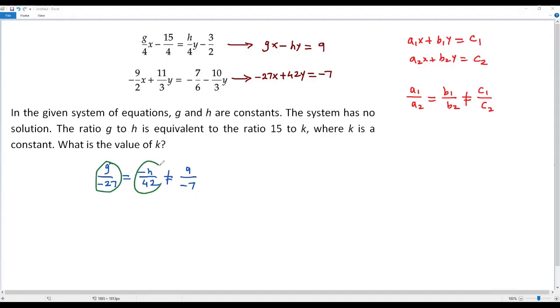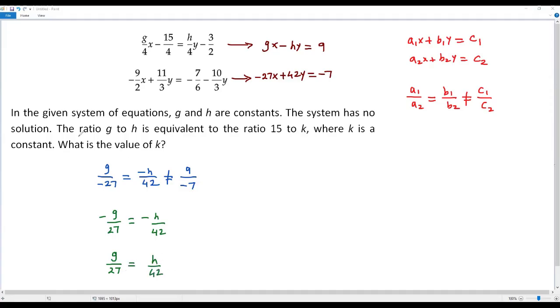Since these two ratios are equal, we can consider this particular part, and we can write this ratio g over negative 27 as negative g over 27. On the right side, we can take this one as it is, that is negative h over 42. We find a negative sign on both sides of this equation. We can multiply both sides by negative 1 to get rid of the negative sign. When I multiply both sides by negative 1, I am getting g over 27 on the left side. On the right side, we have h over 42.